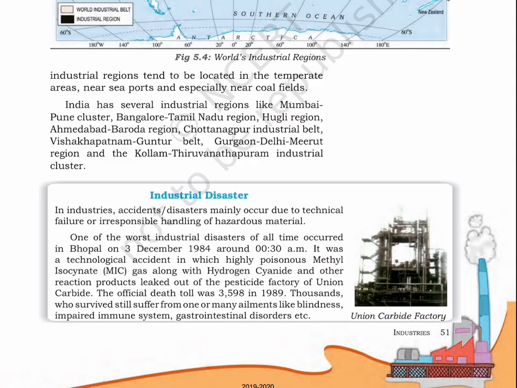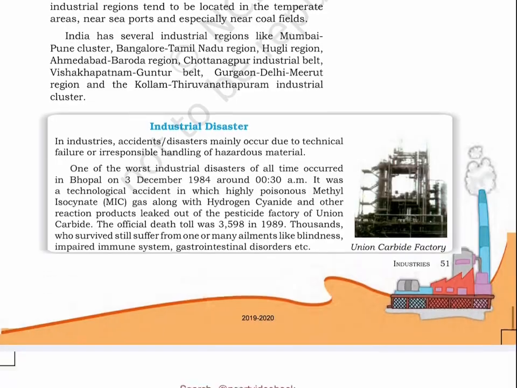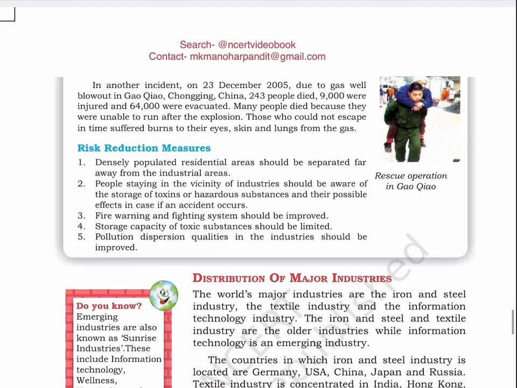The official death toll was 3,598 in 1989. Thousands who survived still suffer from one or many ailments like blindness, impaired immune system, gastrointestinal disorders, etc. Page number 52.